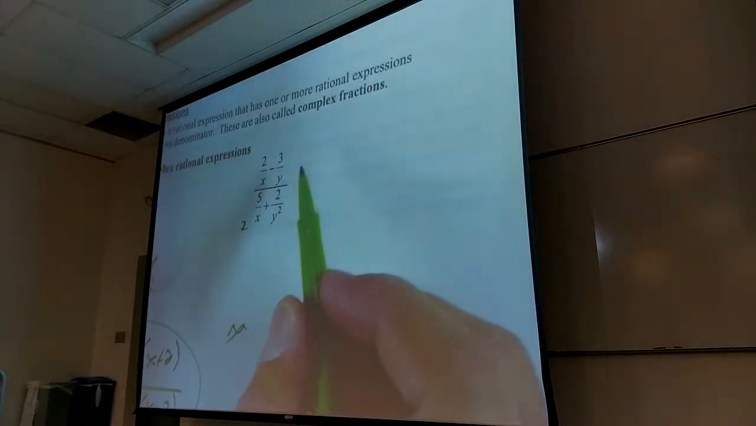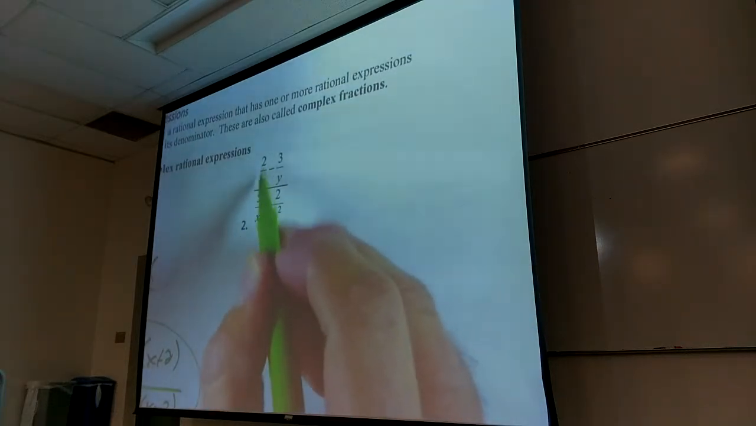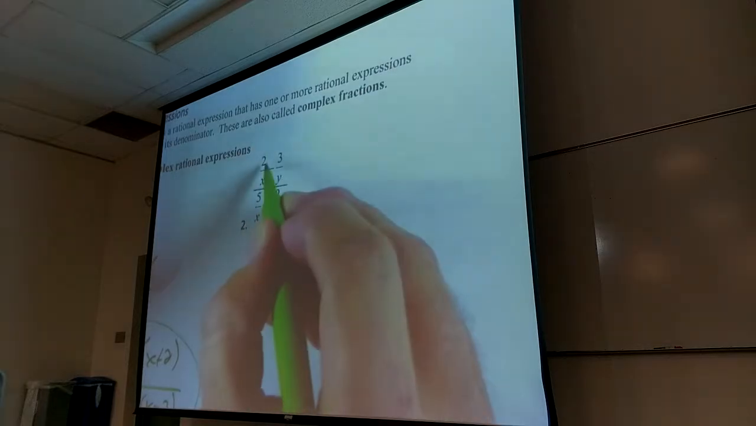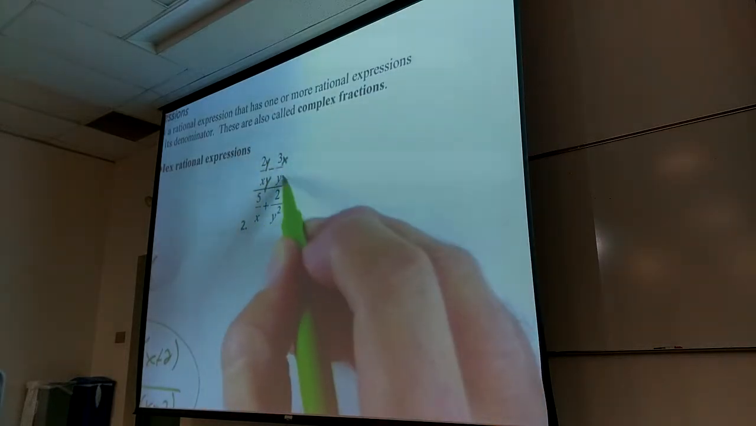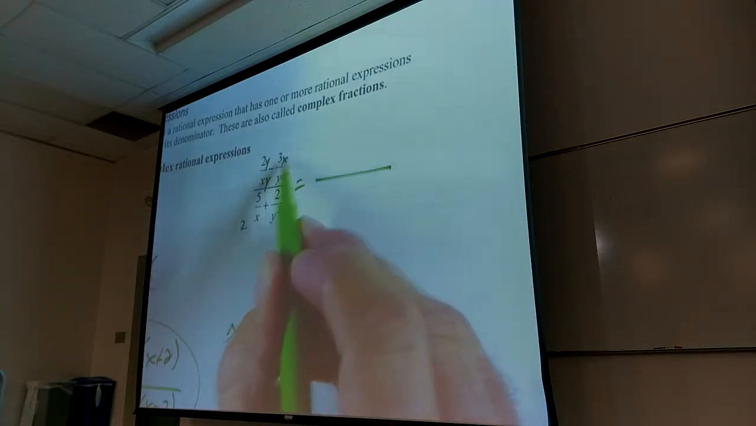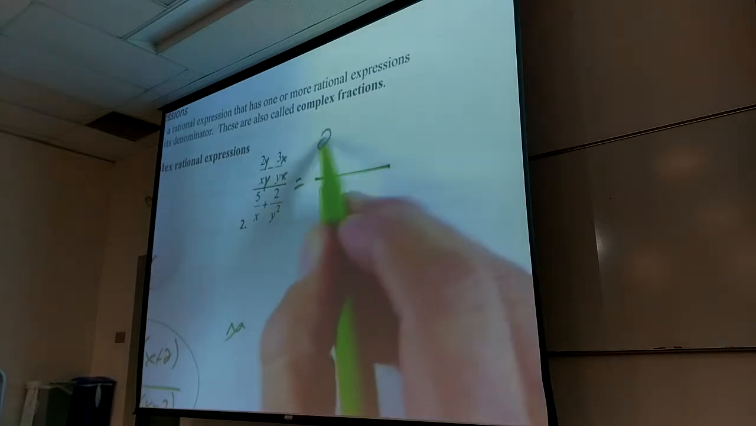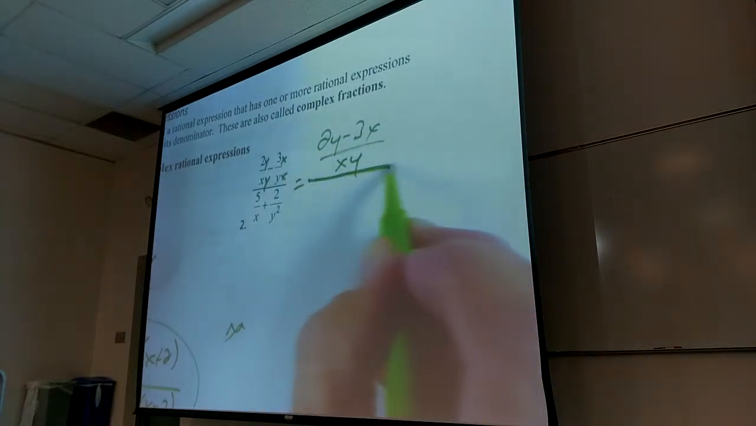So the top is a problem, and the bottom is a problem. In the top here, what's this guy missing? He's missing a y. He's missing an x. So on the top, I get 2y minus 3x over xy.